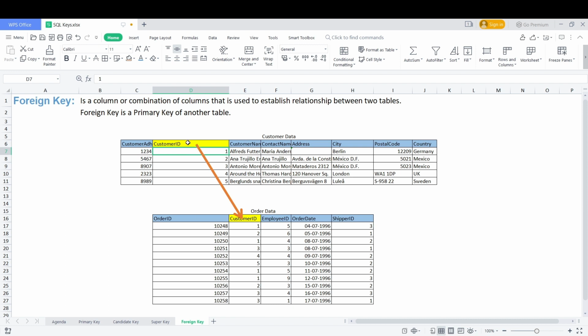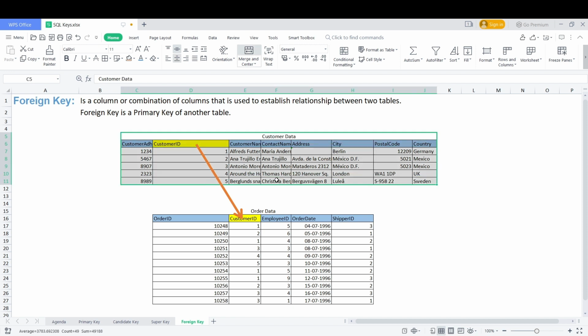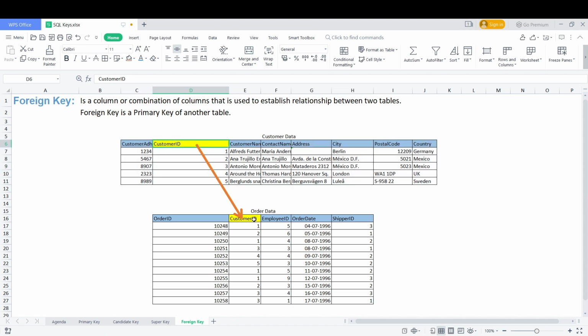Now, the relationship that we have is identified by the customer ID. So what is customer ID? Customer ID is a primary key that we have already seen. Customer ID is the primary key for the customer data. And when we put the customer ID in the order data, it becomes the foreign key of the order data. So customer ID is the primary key of the customer data, and in the order data, the customer ID is the foreign key, since it's coming from the other table.